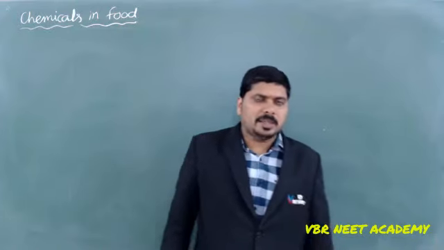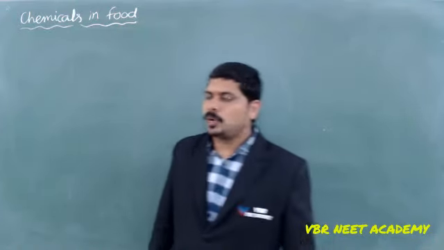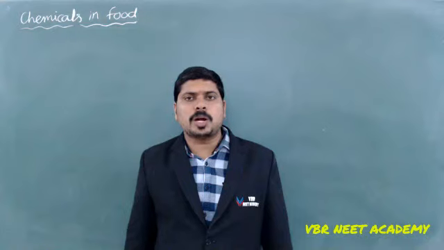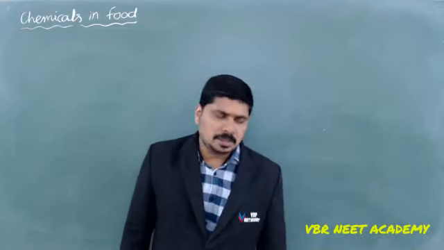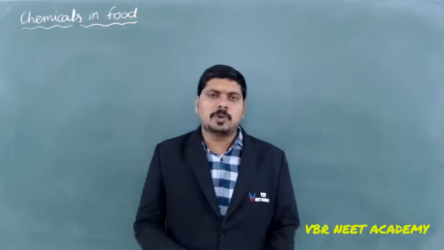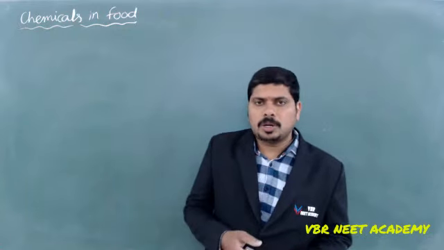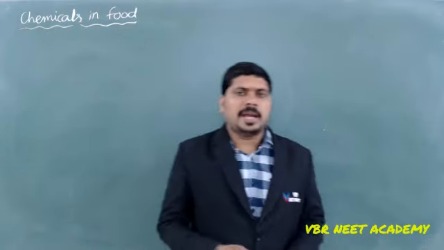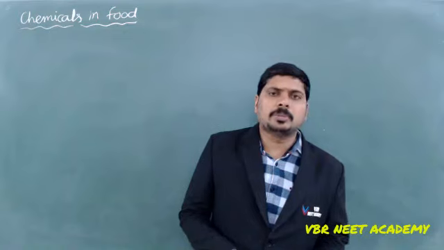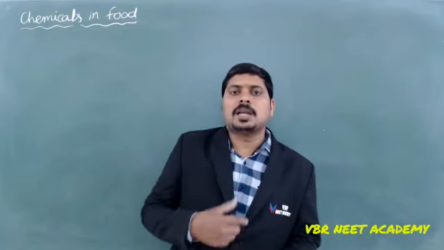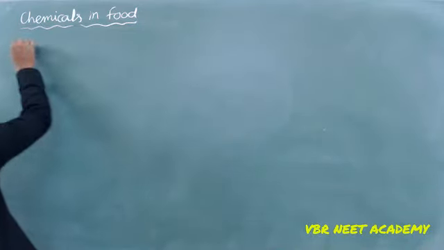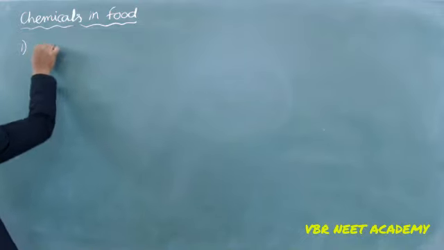So the next one we are having is chemicals in food. Normally food consists of ingredients like carbohydrates, vitamins, minerals, proteins and lipids. All these we commonly have in food. But if you want to improve the food, then we add some additives to that particular food, which are obviously chemicals only. So how are we going to improve the quality of the food? For that purpose, first of all we add food preservatives.